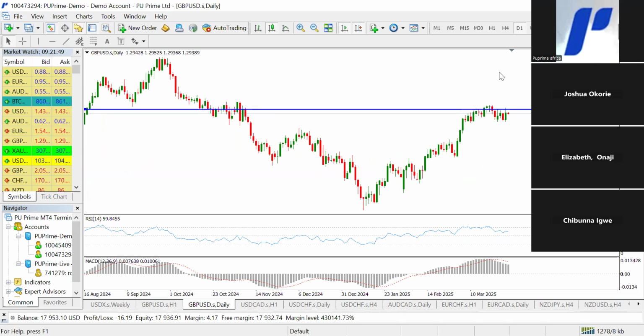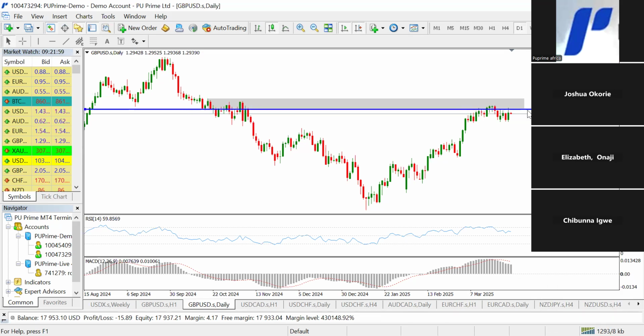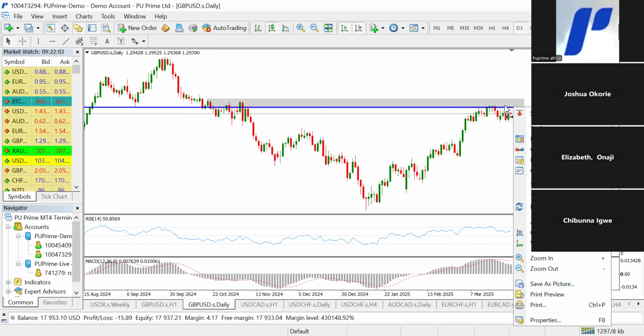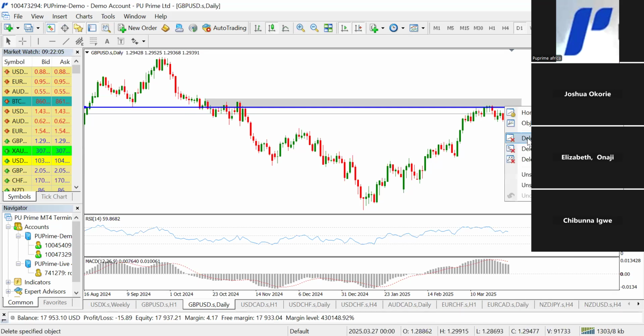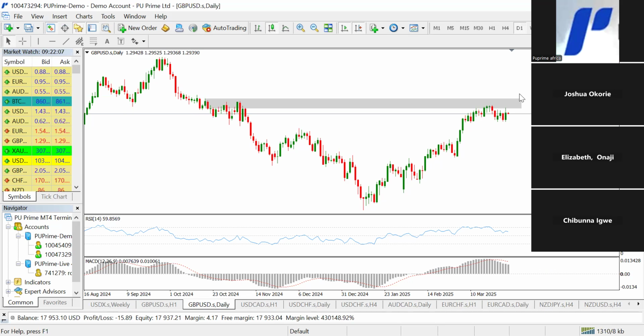Now, for the GBP USD, price has been trading around this resistance zone in the last couple of days, close to like a week now and some days. Price has not broken out above. That shows you that that resistance level is really holding the price.